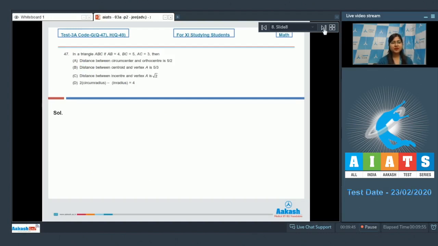Next is question number 47, which says in a triangle ABC, if AB is 4, BC is 5 and AC is 3, then we have to answer the following options. So let's make the coordinate axis, and here we have a triangle such that AB is 4, BC is 5 and AC is 3. So let's say the coordinates are (0, 0), (4, 0) and this is (0, 3).